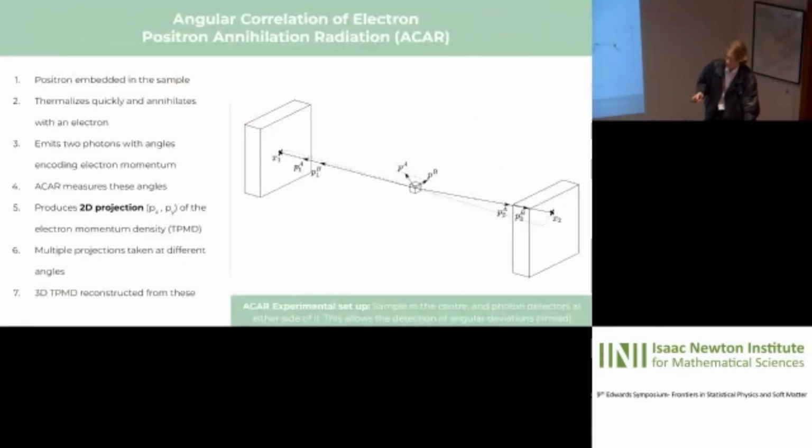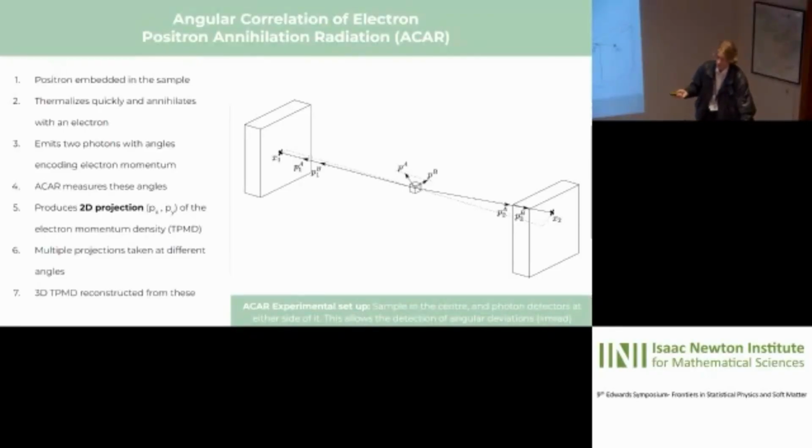Fermi surfaces can be measured using several different methods, but we focused on the angular correlation of electron-positron annihilation radiation. In ACAR, positrons are embedded inside a sample. They annihilate with electrons and emit 2 photons. So the angle of these photons, which are measured by 2 detectors on either side of the sample, encode the electron's momentum before annihilation, and repeating this process produces 2D projections of the 3D electron momentum density, so the momentum along x, y, and z. This is also referred to as a TPMD.